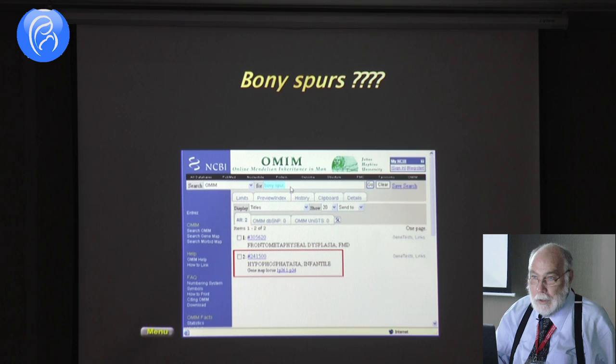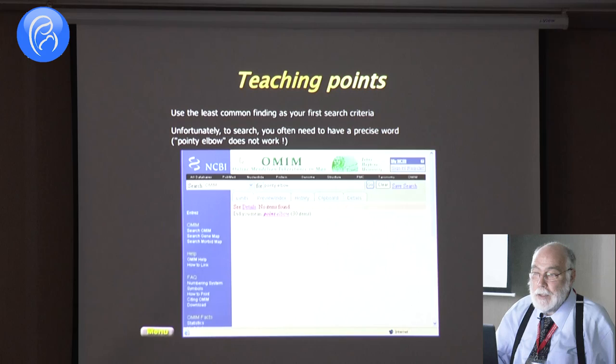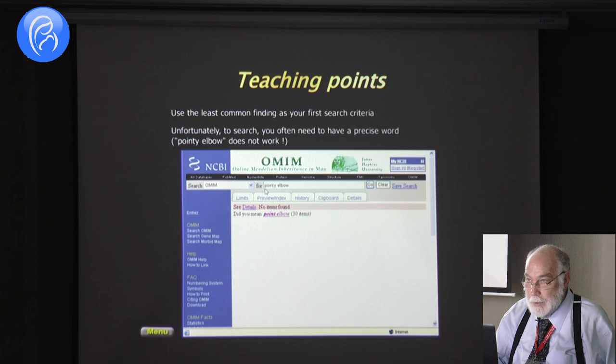Now the teaching point is, use the least common finding as your first search criterion. If you had been searching for micromelia, there would be many different sorts of diagnoses. But bony spur is the only one that is fitting here. Now the problem with that is that you have to have the right keyword, because if you put pointy elbow, you will not have any answer. So you have to have the right keyword, and that's the reason for reading as much literature as possible, because that's how you get to memorize all these names.